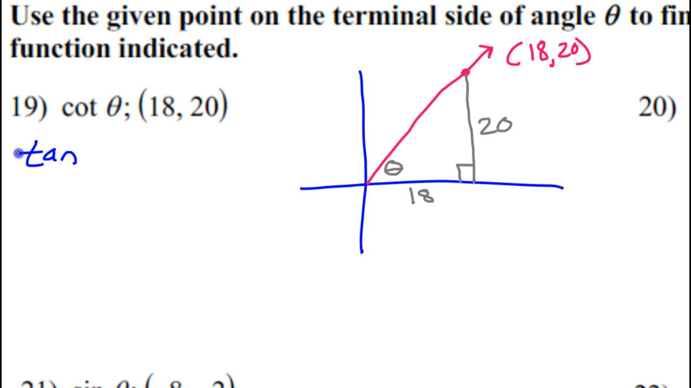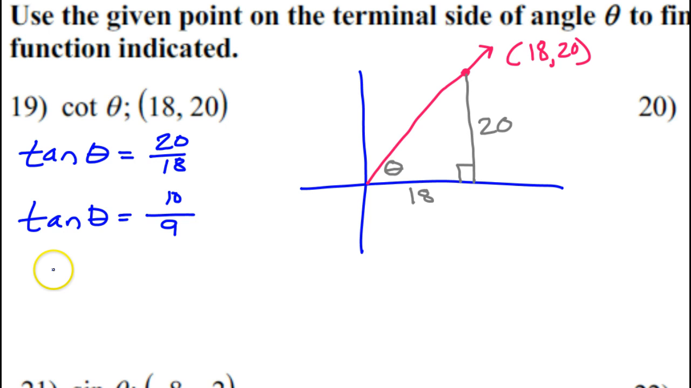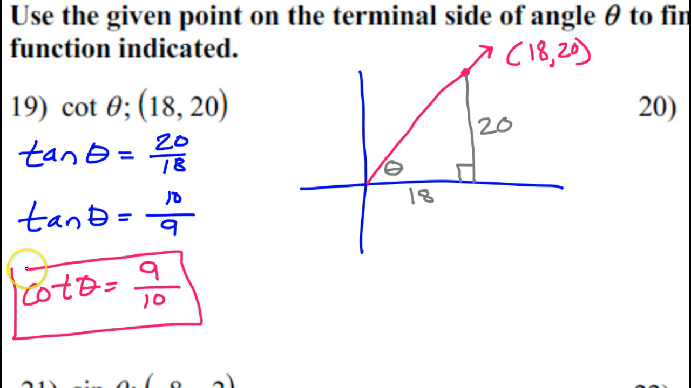So you know the tangent of theta is opposite over adjacent. So that would be 20 over 18. And I just feel like we should just reduce that. Right? So this would be 10 over 9. And the cotangent is the reciprocal of tangent. So if the tangent is 10 over 9, then the cotangent should be 9 over 10. Okay, so that was a relatively easy version of what we're doing.